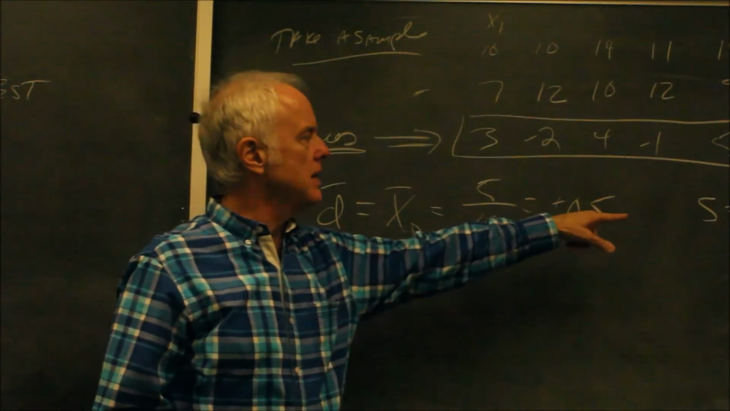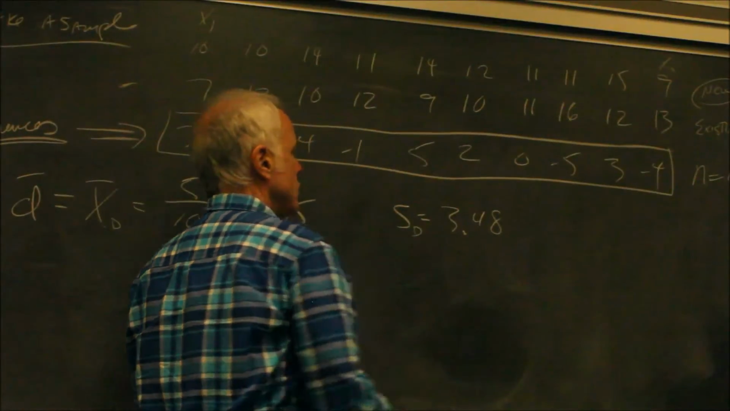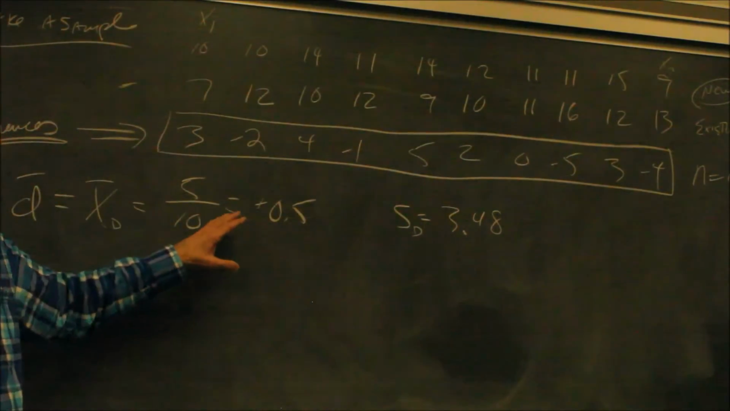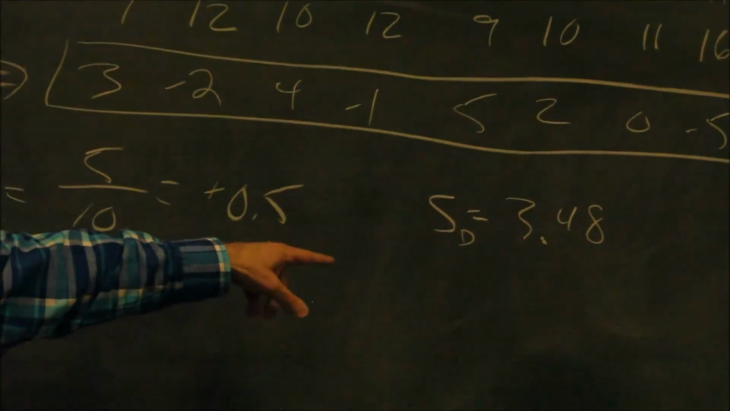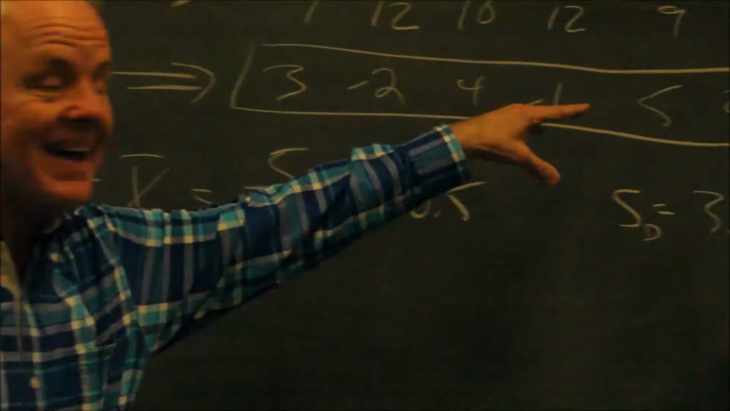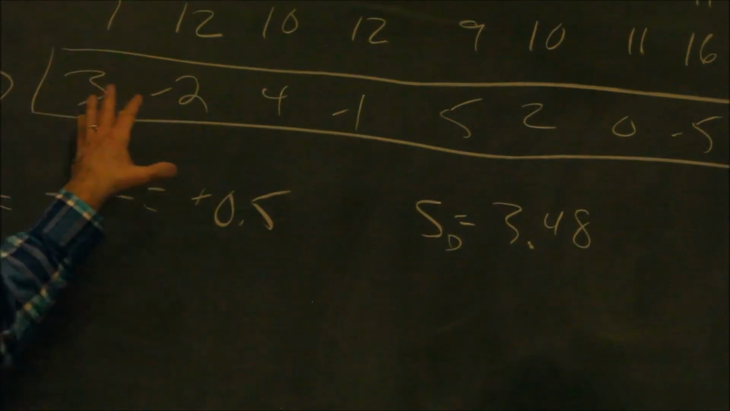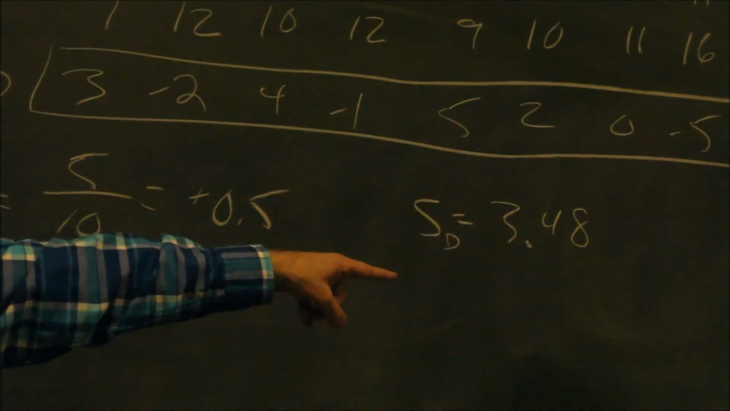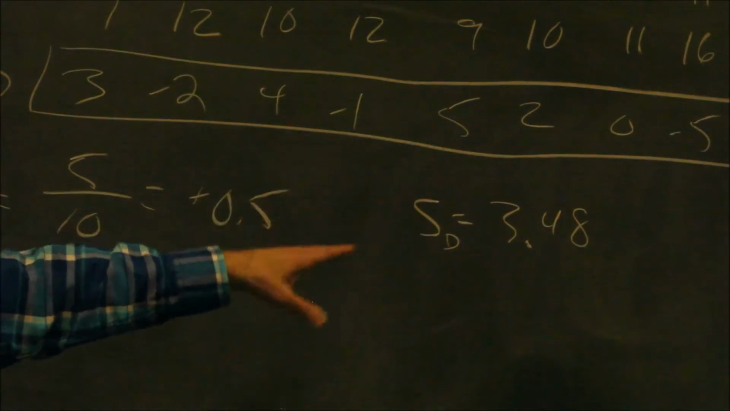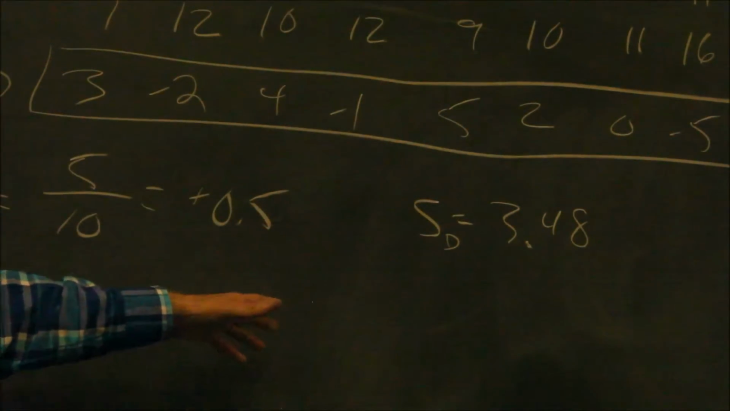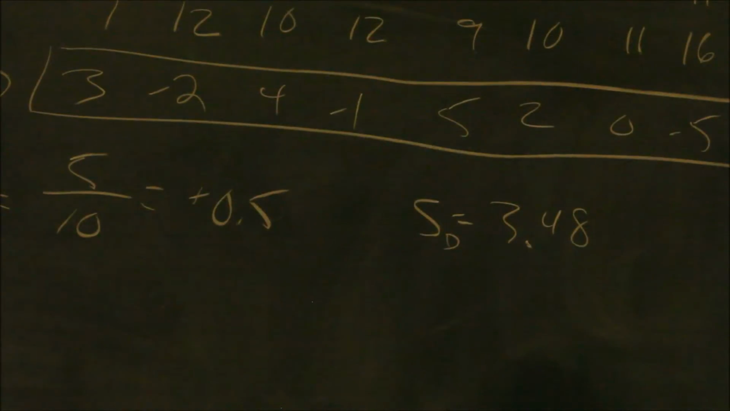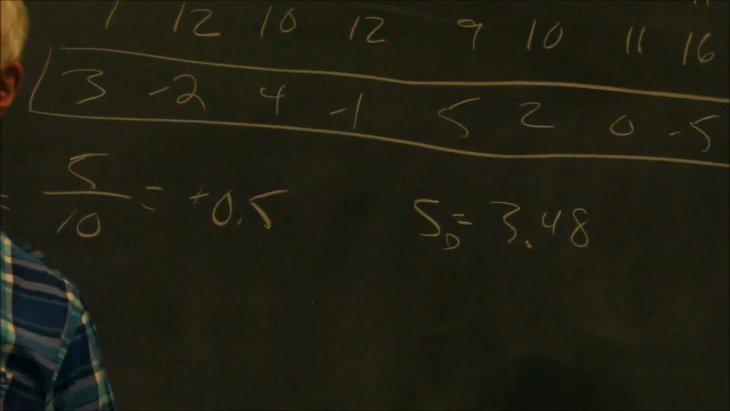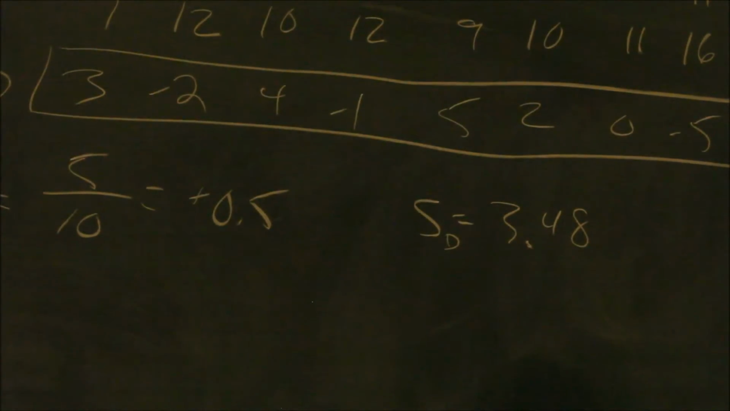And then this is S sub D. So what you have to do is calculate the sample standard deviation from that data set. And I'm telling you that that data set has a standard deviation of 3.48. Make sure you know how to calculate the sample standard deviation because it comes into play. I don't think we need anything else to calculate for this hypothesis test because this is the third step.